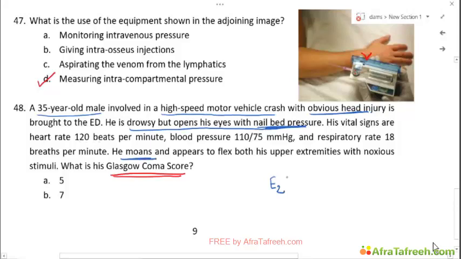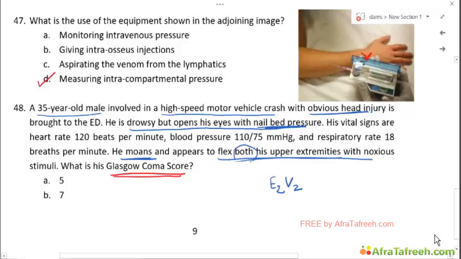He moans, which is making non-recognizable or irrelevant sounds, and appears to flex both upper extremities on noxious stimuli. So since he is doing flexion on both the sides, when the pain is only on one side, this is an abnormal flexion. Okay, so this becomes V3. So motor response becomes M3. Okay, so the total score would be 2 plus 2 plus 3, that is 7 by 15.